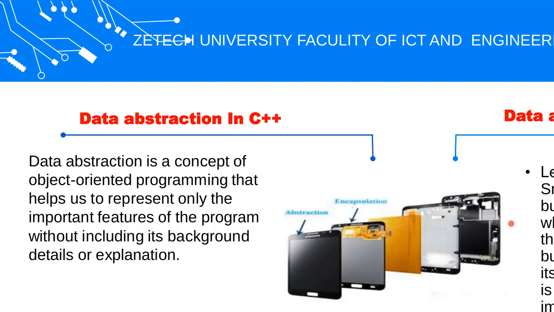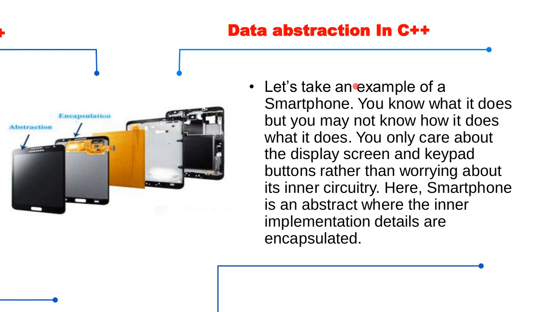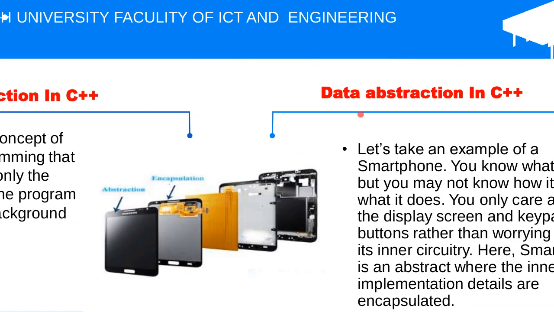Maybe when I talk about the phone, this is what I talked about, the initial state. With the smartphone, you know what it does, but you may not know how it does it. You only care about the display screen and the keyboard buttons rather than worrying about the inner circuitry. Here, the smartphone is an abstraction where the inner implementation design is encapsulated. So this is a normal life situation of explaining, sorry, data abstraction.